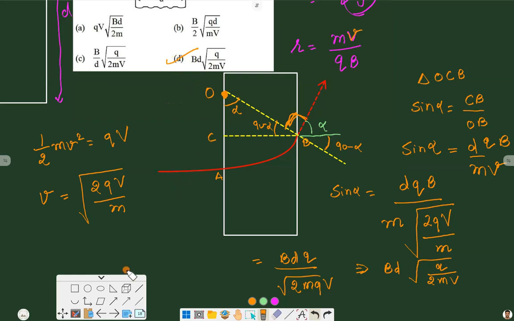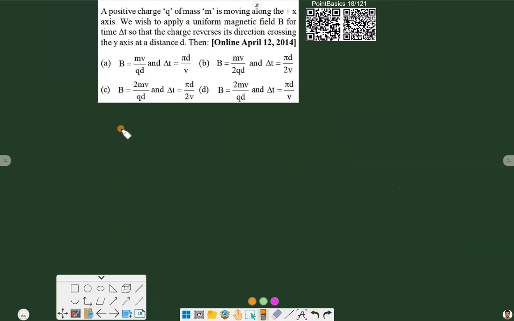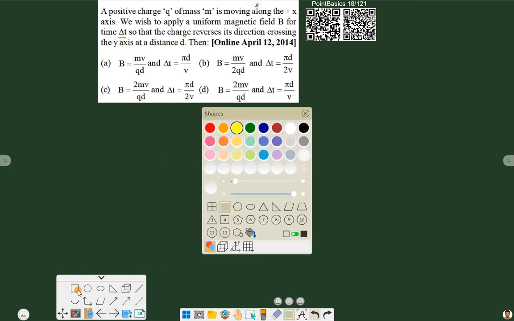Moving to the next one. A positive charge q of mass m is moving along the positive x-axis. We wish to apply a uniform magnetic field for a time delta t so that the charge reverses its direction, crossing the y-axis at a distance d. So it is mentioned that we have to apply a field for time delta t such that the charge reverses its direction, crossing the y-axis at distance d. Let me show you the diagram of how it will happen.